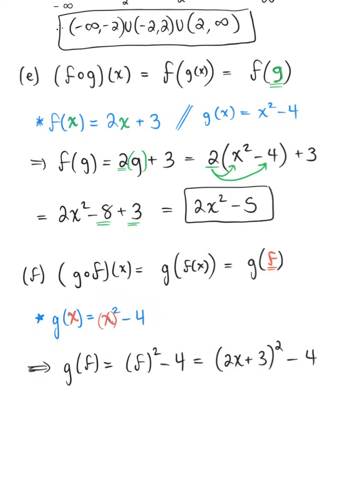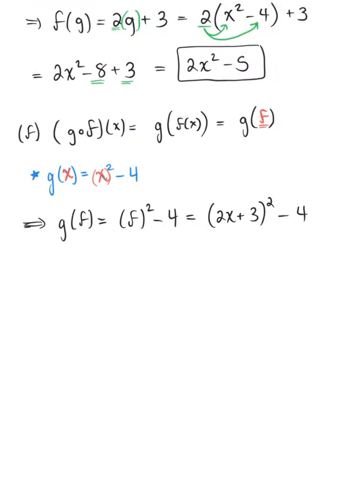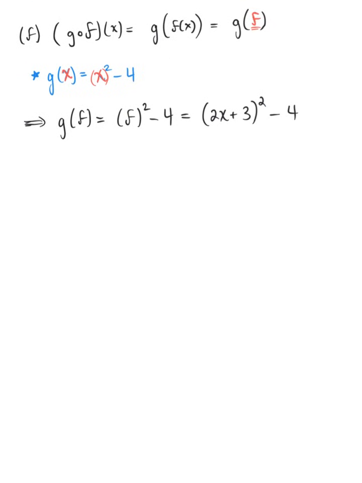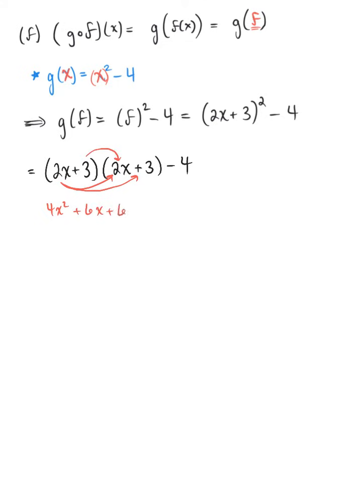And now we can go ahead and simplify. We can expand that binomial product. So this is equal to 2x plus 3 multiplied by 2x plus 3 minus 4. And we'll FOIL these terms out. We have 2x times 2x for a 4x squared. We have 2x times 3 for plus 6x. We have 3 times 2x for plus 6x. And last but not least, we have 3 times 3 for plus 9.